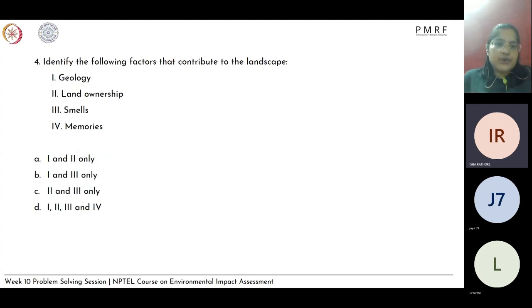So moving on to question 4, identify the following factors that contribute to the landscape. 1. Geology, 2. Land ownership, 3. Smells, and 4. Memories. So you need to identify the options which has the correct factors. So we had 3 categories of factors which contribute to landscape, including natural, cultural or social, and perception and aesthetic.